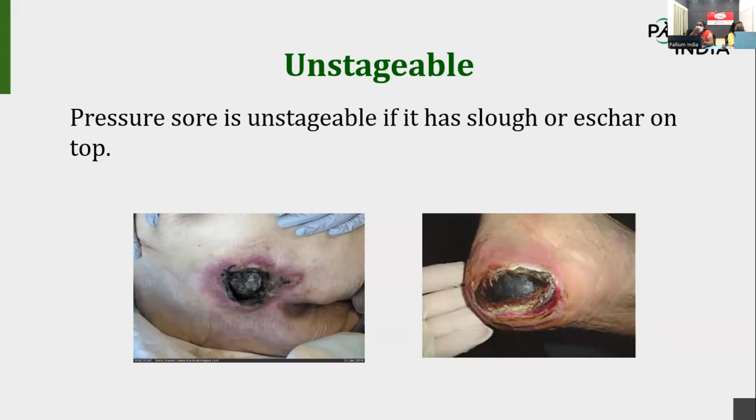So there are 5 stages of wound. The first stage is non-blanchable erythema. The second stage is the dermis layer will break down. The third stage is full thickness ulcer. That means subcutaneous tissues will be affected. The fourth stage is muscle, bone, tendon will be affected. The fifth one is unstageable. Okay. These are the 5 stages of pressure ulcer.